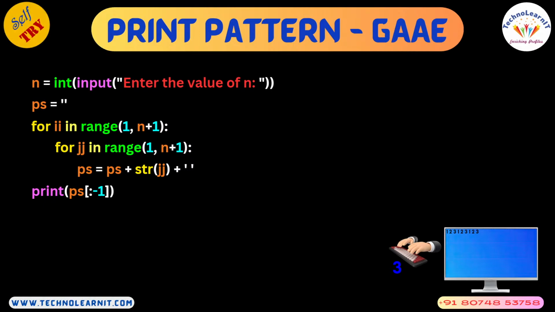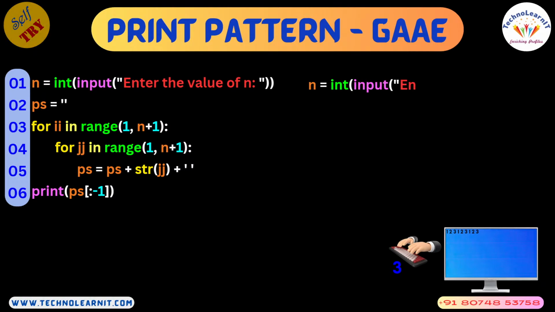Finally, you just print the print string by excluding the last space. So you can use a single colon. I have used a double colon. That's the reason the string was reversed. But if you use a single colon, you can just exclude the last single character and you can print the rest of the string. So using these 6 lines of code, you can produce the output as expected.